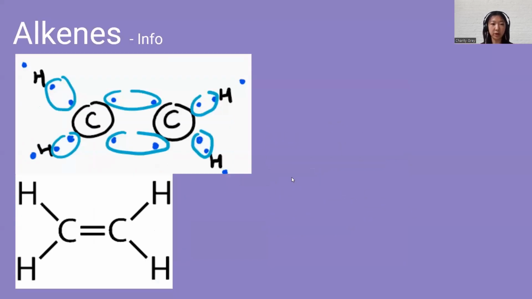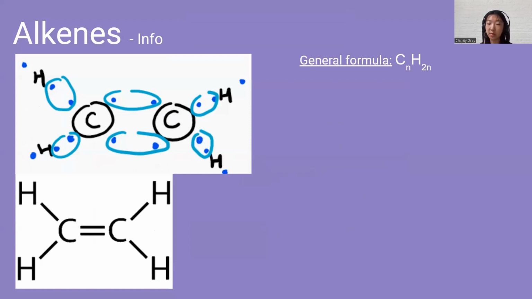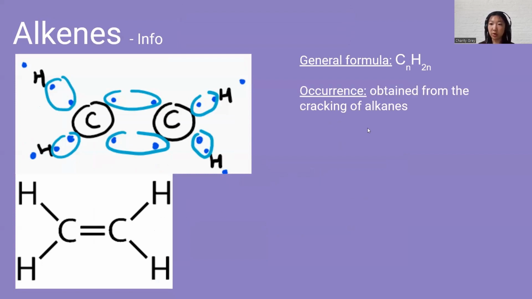So let's take a look at alkenes and their information. First we have a general formula where if you have N carbons, you will have 2N hydrogens, assuming this is a standard alkene and they do not have any extra branches or substituents either. As well, we can know their occurrence. These alkenes are often obtained from the cracking of alkanes. We will learn about that later on today.